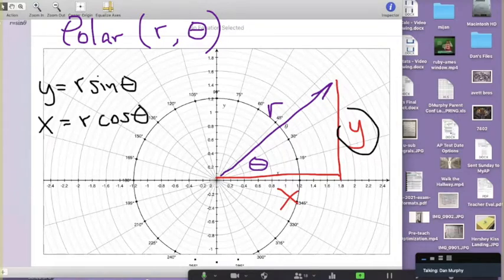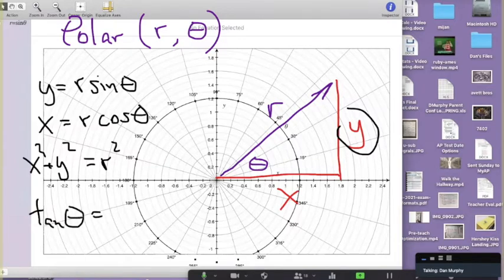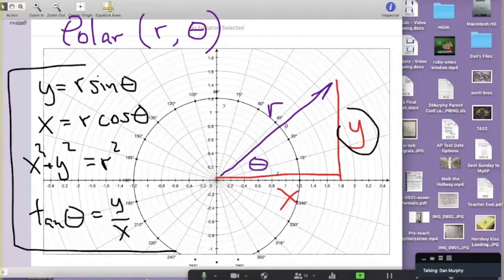Another phenomenon that'll get you from one to the other is the Pythagorean theorem. X squared plus y squared is equal to r squared. And then finally, we've got that the tangent of theta is equal to y over x. And these four, they've got a little special box in your textbook. I think it's even a shaded box, which means it's really important. These are your map of how you're going to get between Cartesian and polar, all right?